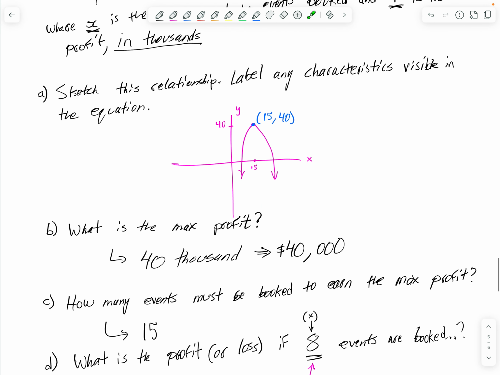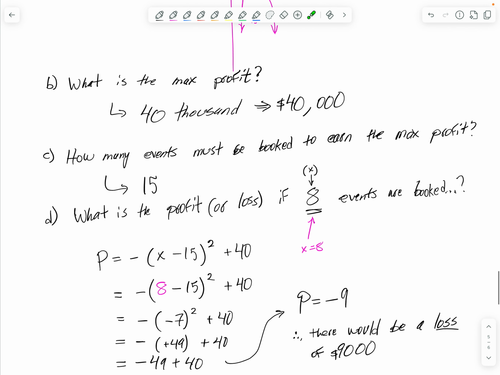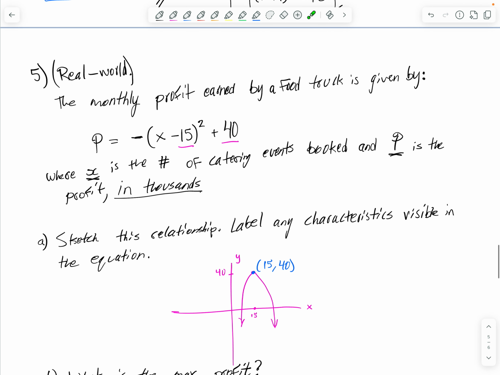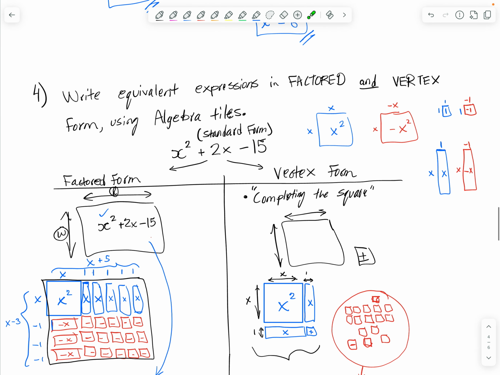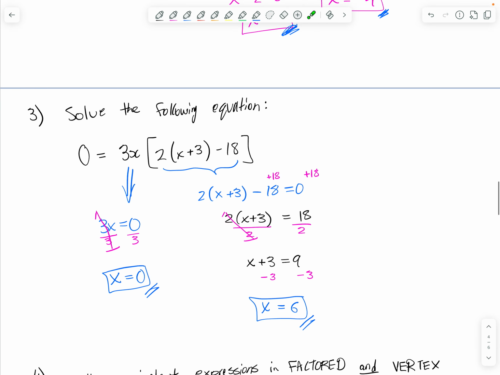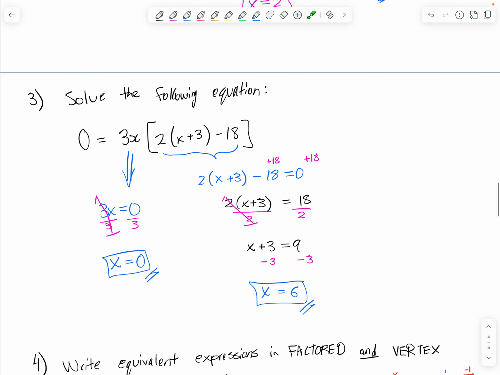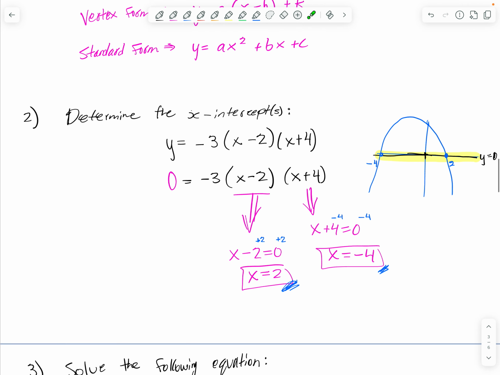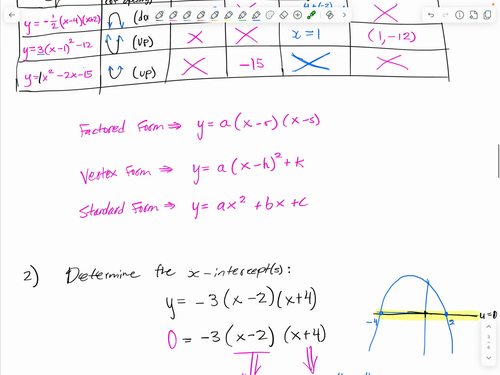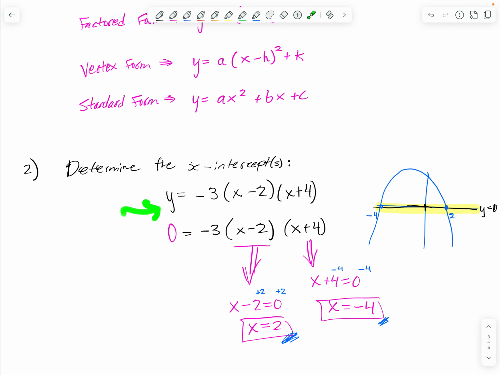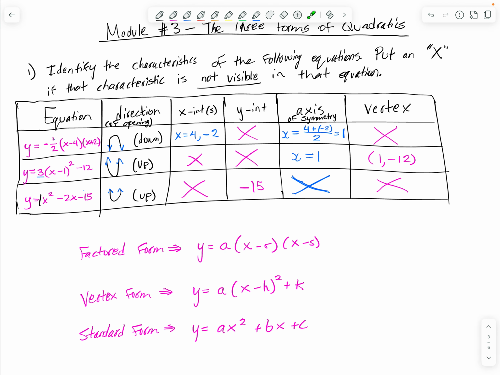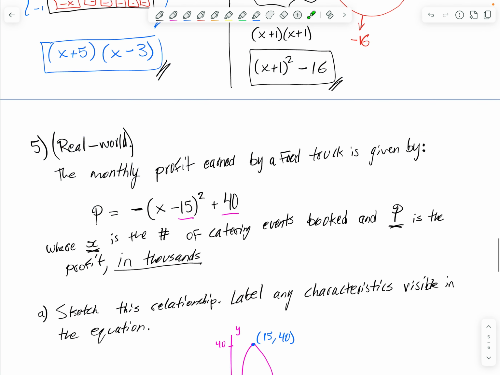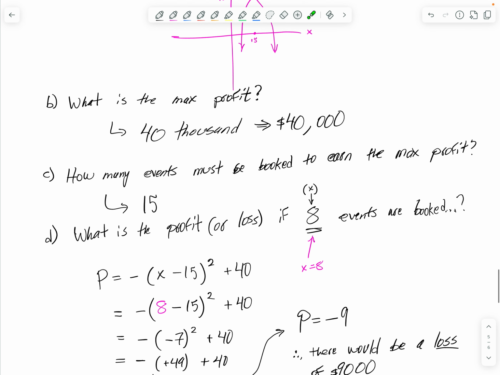Please go ahead and practice from your practice questions, or practice some questions related to this: real world problems, using algebra tiles, solving quadratics using the zero property, finding the x-intercepts, realizing that you can use the zero property if it's in factored form, and noticing the different features of the 3 forms of quadratics. So that's the conclusion there. Good luck, and let me know if you have any questions.